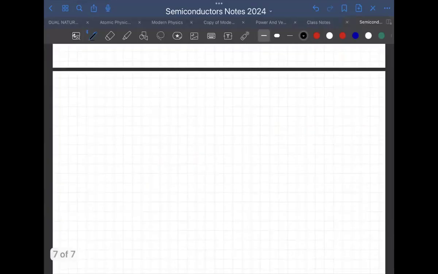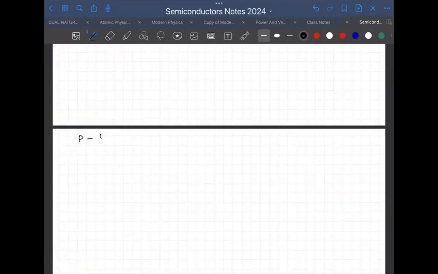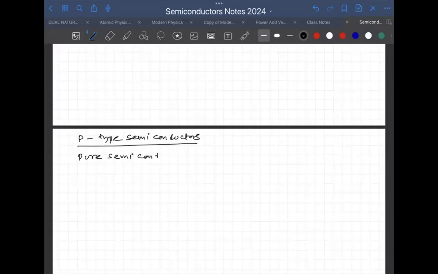Whereas what is happening in a P-type semiconductor? So how do you get a P-type semiconductor? You take a pure semiconductor, silicon or germanium, when doped with a trivalent impurity such as boron, aluminum, indium. Sir, read it. Sir, read it.